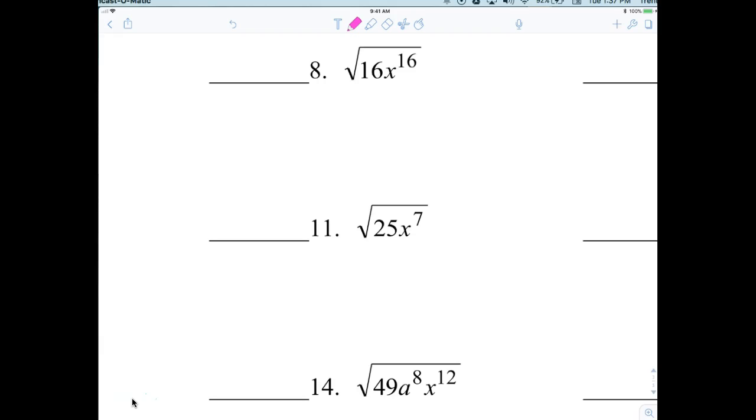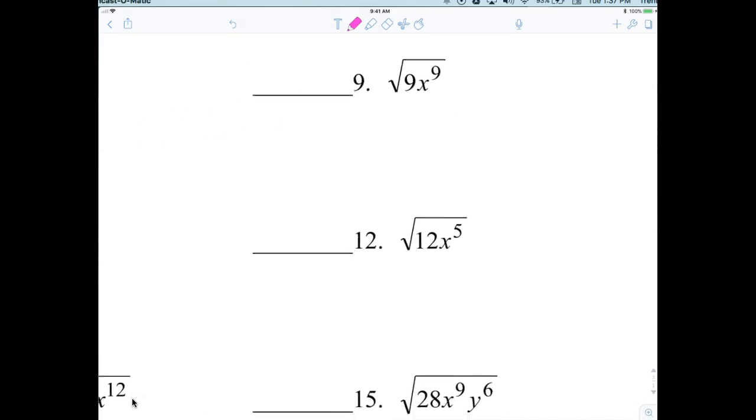2x to the x to the 8. Okay, why do you think it's 2? Because the square root of 16 is... square root 4. Okay, so 4x to the 8. Very good. All right, here we go.